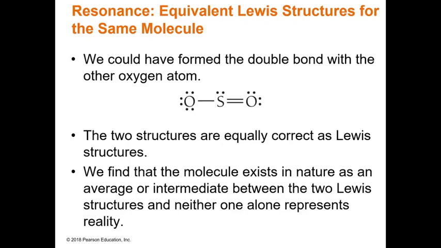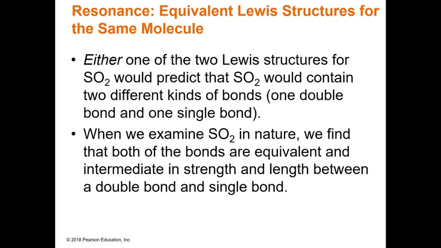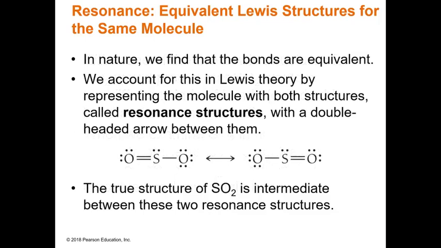Although the Lewis structures show 2 distinct bonding patterns, the real molecule is not switching back and forth. Instead, it exists as a resonance hybrid, an intermediate where both bonds are equivalent. If we believed only one of the resonance forms, we'd expect one double bond and one single bond. But experiments show both S-O bonds are equivalent, falling between the lengths of single and double bonds. This supports the resonance hybrid idea.